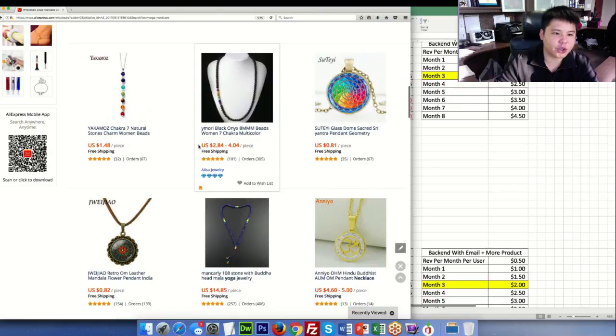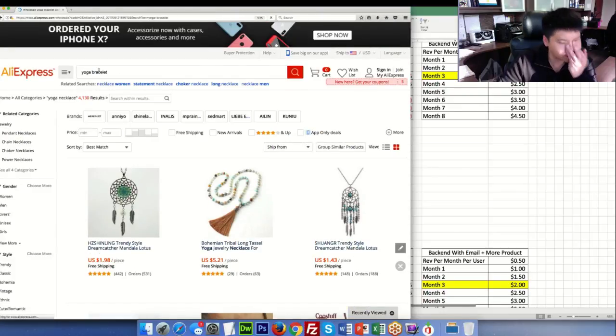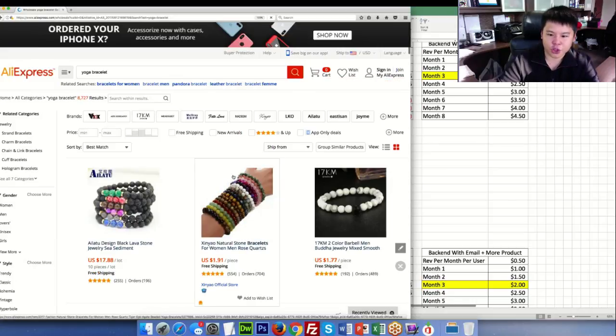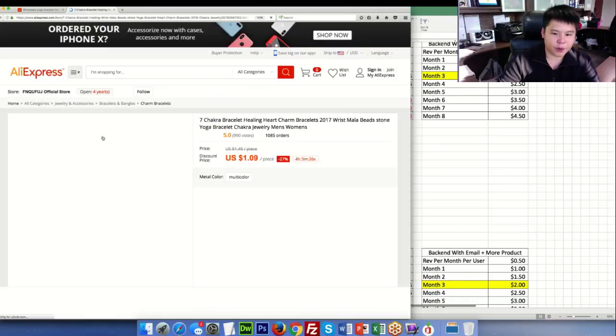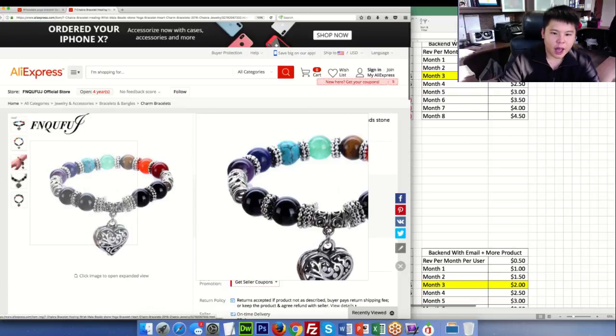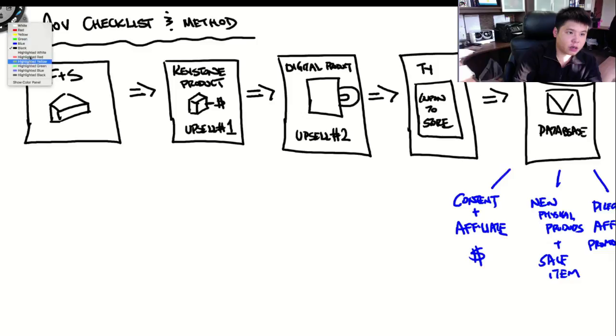So let's say, you know what? Let's just do a yoga bracelet. I'm not going to spend a lot of time just researching a product. Let's say that this is the yoga bracelet, right? You can sell a yoga bracelet, okay? And then I'm going to change the color. Yoga bracelet.